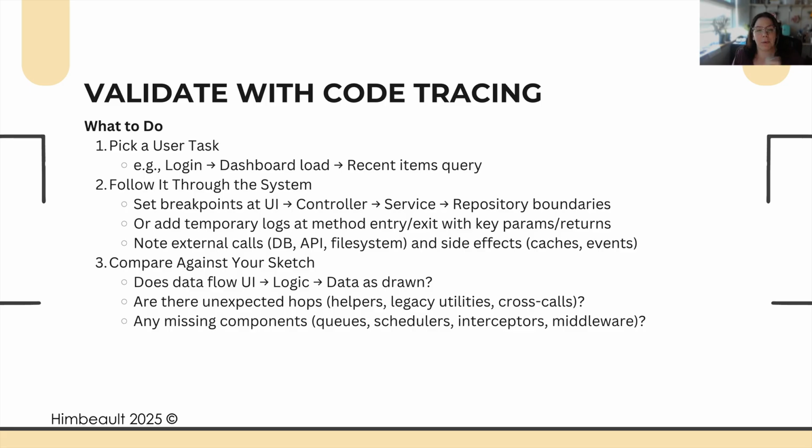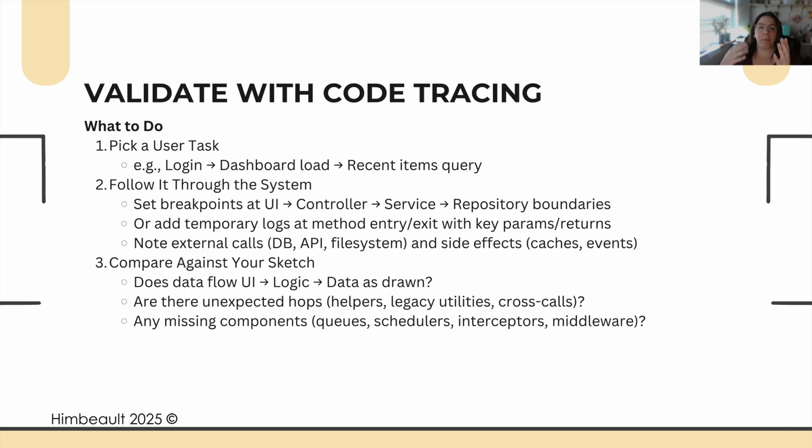Set your breakpoints like we previously talked about, and ensure that we're actually going all the way through. Alternatively, you could set some temporary log methods at the entries and exits of each of our methods anytime we want to follow that through. You can also set some temporary logs if we're going to make an external call to a database, to a third-party API, whatever it might be, so that we can note when those things are happening.